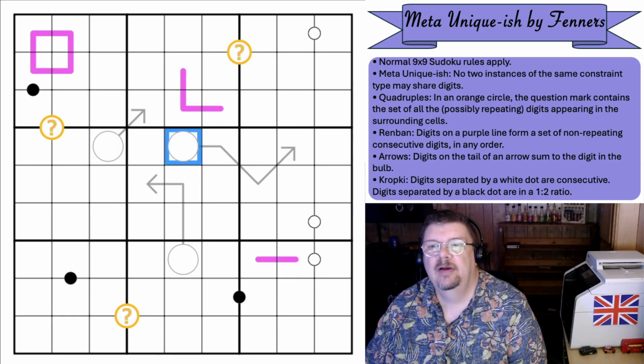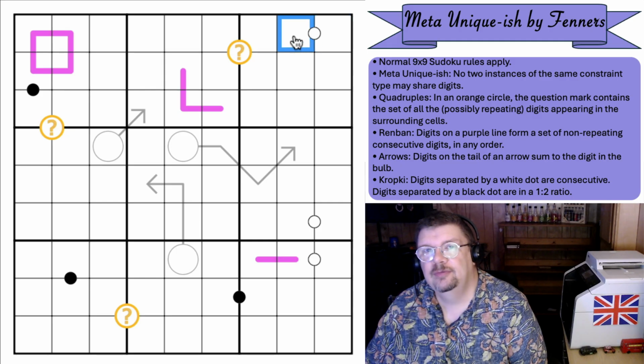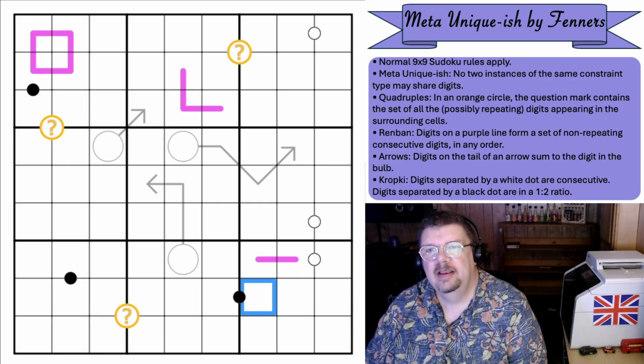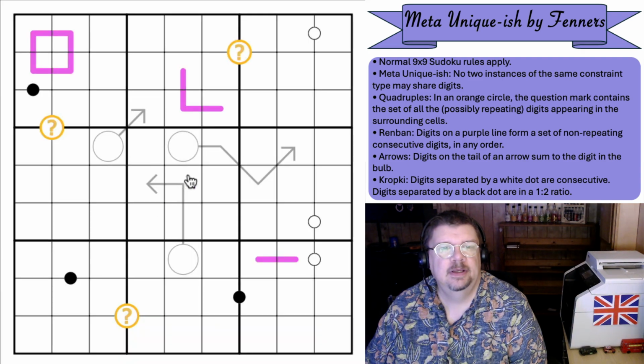Kropki, digits separated by a white dot are consecutive. Digits separated by a black dot are in a 1:2 ratio. So these 2 digits will be consecutive. So if this is a 2, this could be a 1 or a 3. And these 2 will be in a 1:2 ratio, so one is double the other. So if this is a 2, this could be a 1 or a 4. Okay, that is all the rules. I am going to restart the puzzle to reset the timer, and let's begin.